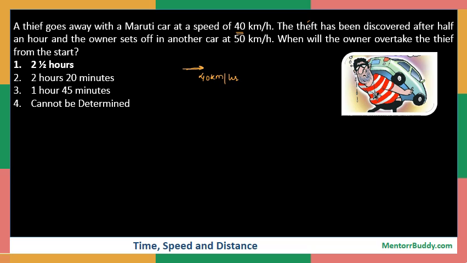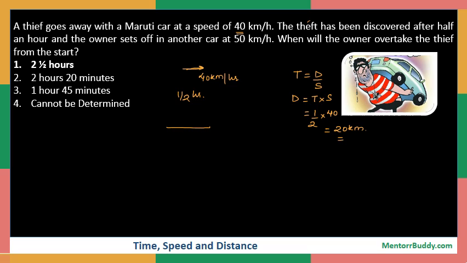Then the theft has been discovered after half an hour. That means after half an hour, the owner gets to know that the car has been stolen. That means in half an hour, using the formula of time is equal to distance upon speed, the distance traveled by the thief is equal to half an hour multiplied by his speed, and that is equal to 20 kilometers. So by the time the owner gets to know that the thief has stolen the car, the thief has already traveled for 20 kilometers.